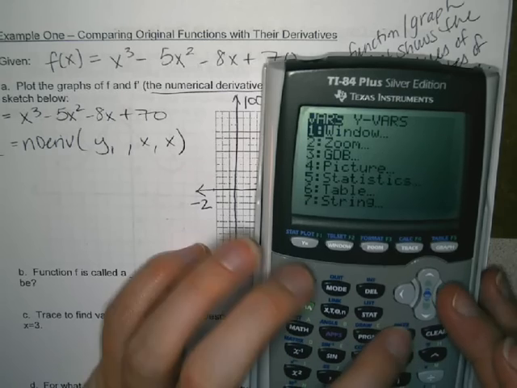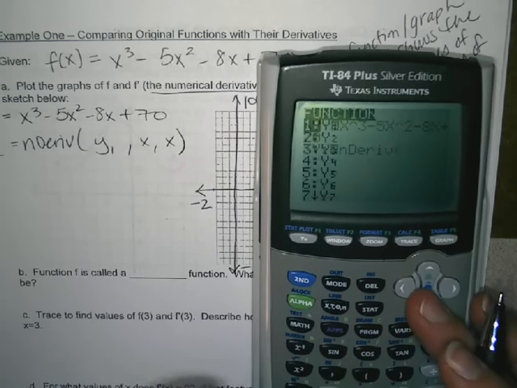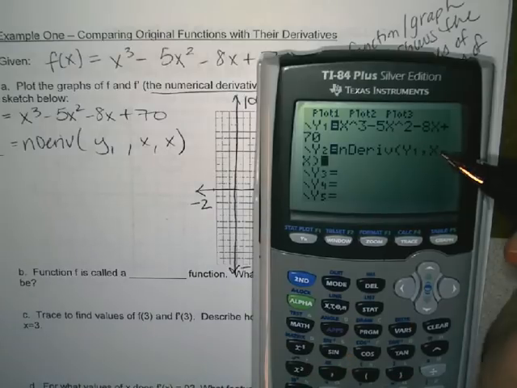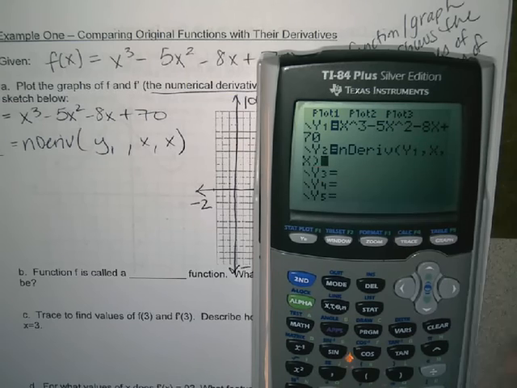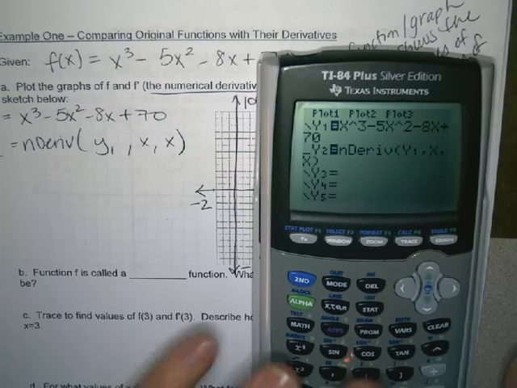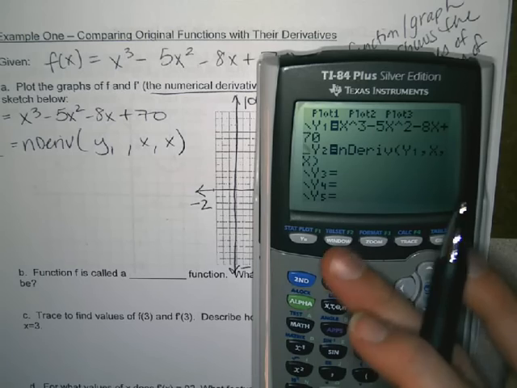And then you go to Y-VARS, Function, and there's your Y1. Then you do comma x, because this is saying the independent variable is x, and we want to evaluate it at every x, not just a specific x. And then we're going to actually change this. Let's change this to a more solid graph so we can see the one that graphs as the derivative.